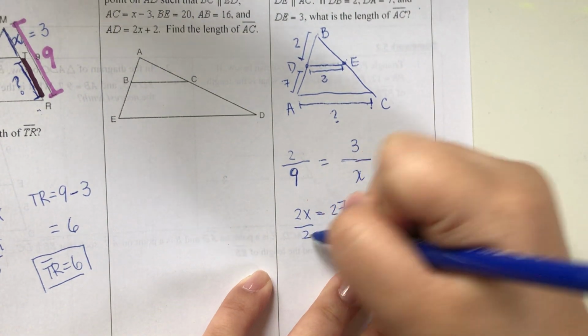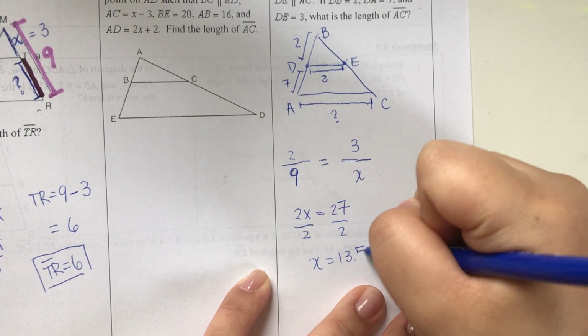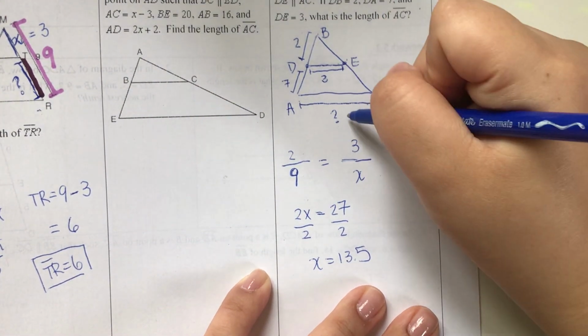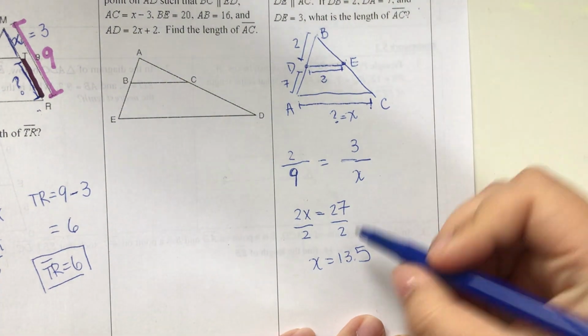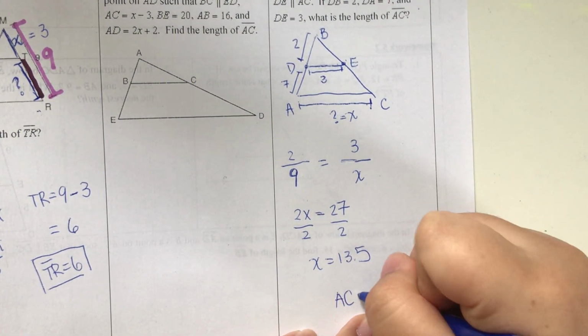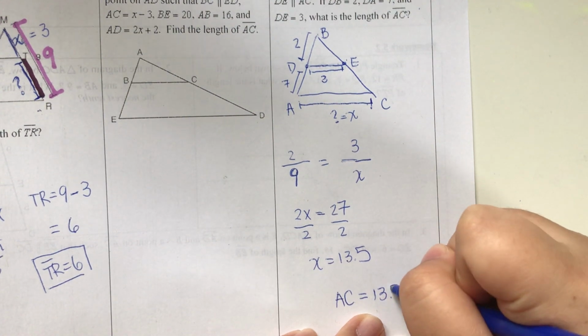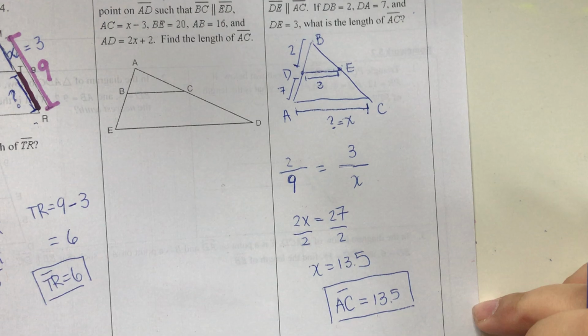So divided by 2, divided by 2. Therefore, X is equal to 13.5. We're looking for AC. So therefore, AC is equal to 13.5. Okay.